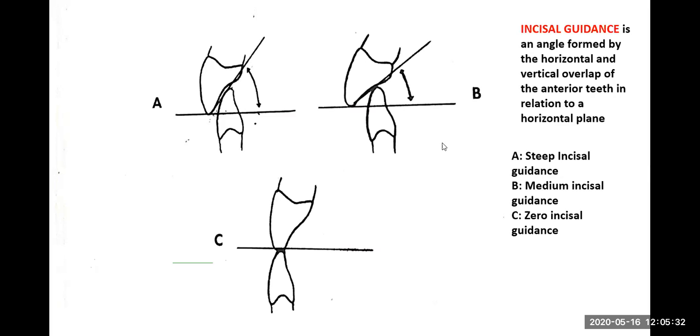Why is this knowledge important to you? It is only when you understand the relationship of upper and lower anterior teeth that you'll be able to understand what occlusion is. Because occlusion is about contact between the upper teeth and lower teeth, regardless of whether they are posterior or anterior teeth. So that is incisor guidance angle for you. It is formed by horizontal and vertical overlap of the anterior teeth in relation to a horizontal plane. We move.